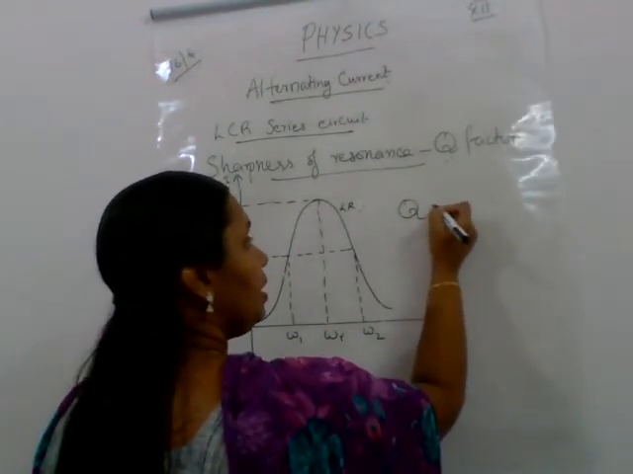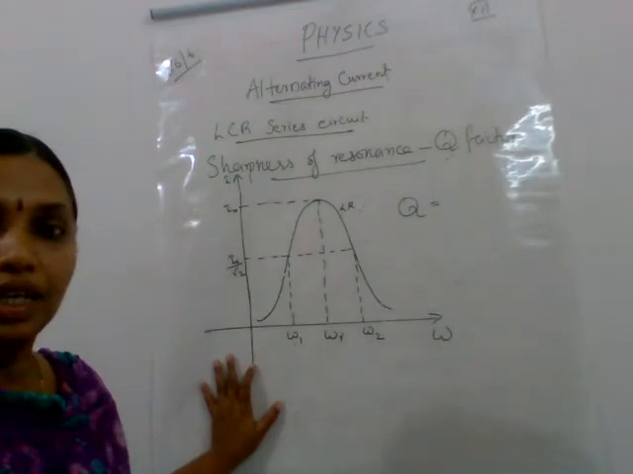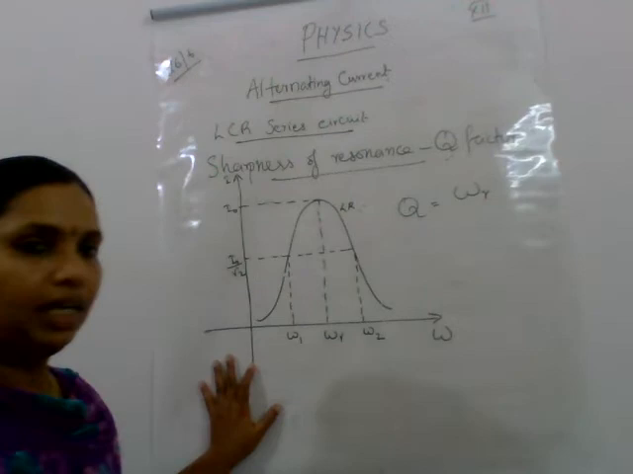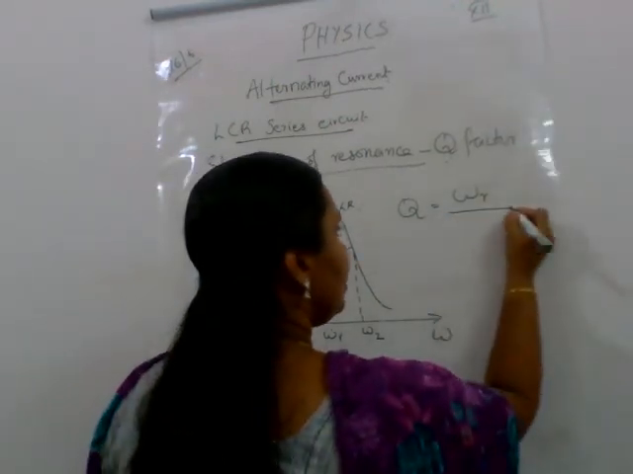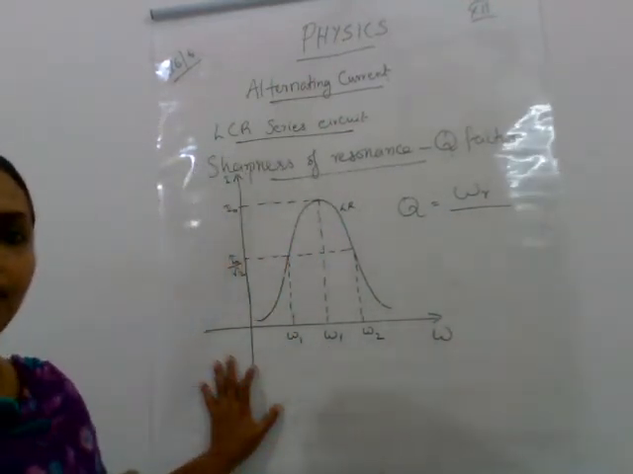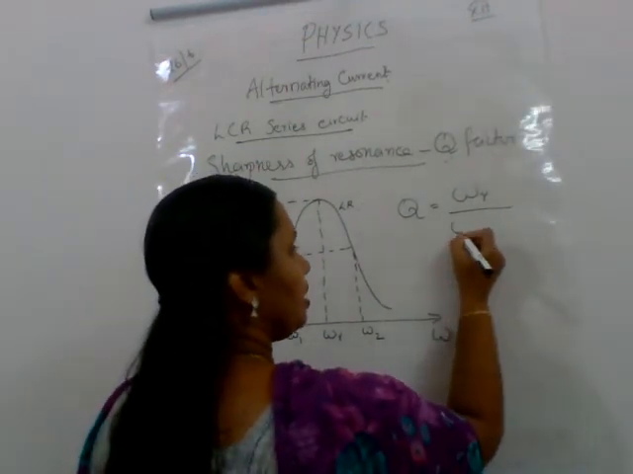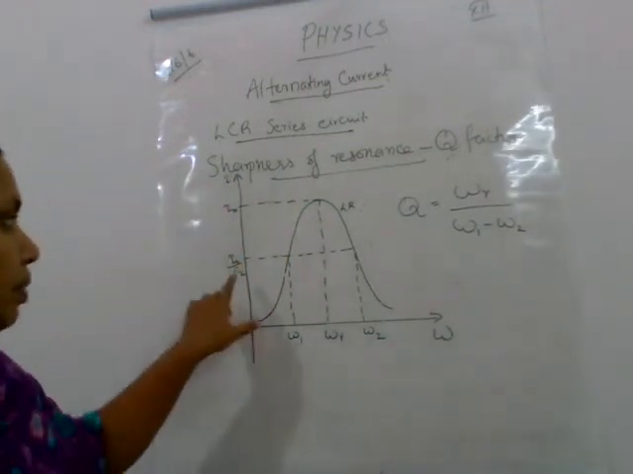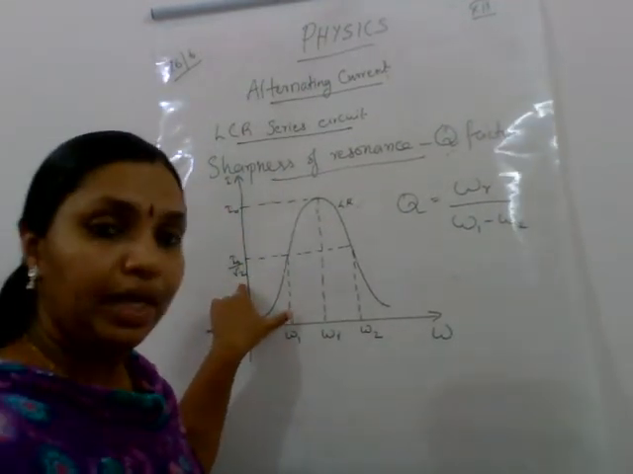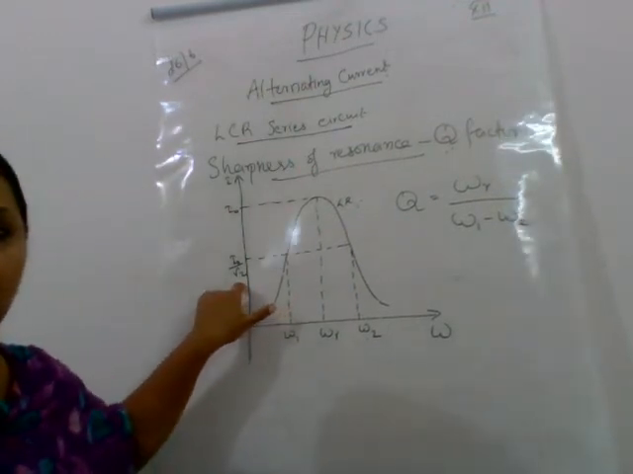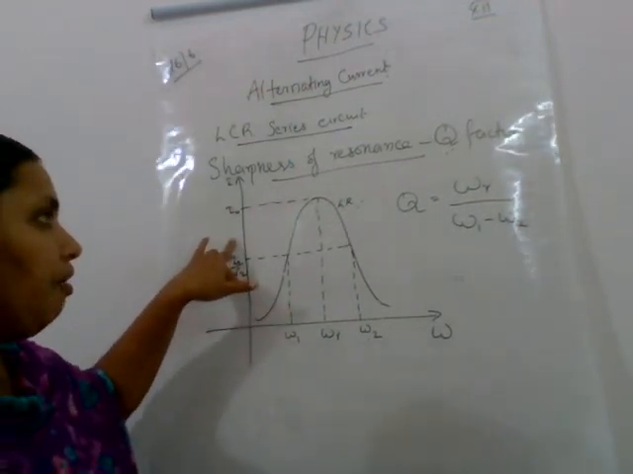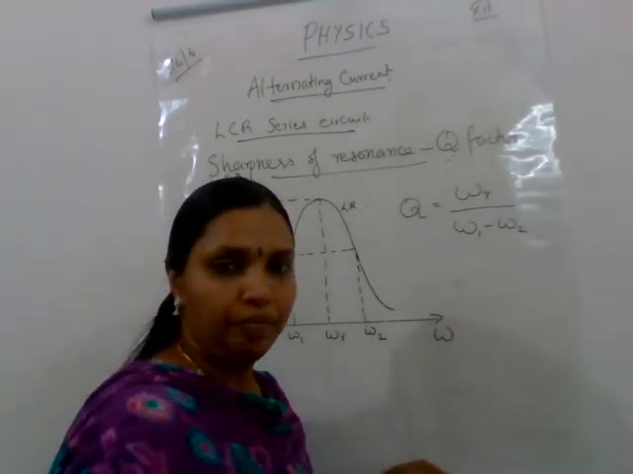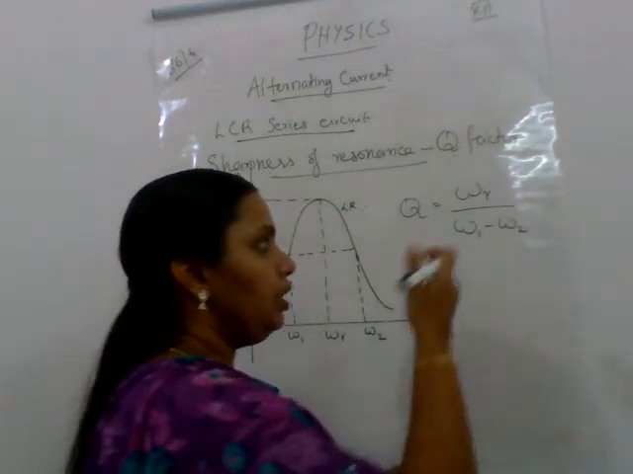So we can define the Q factor. Q factor is the ratio between the resonant frequency omega R and the difference between two frequencies at which the current becomes 1 by root 2 times I0, the RMS value. So that quantity is known as the Q factor. So it has no unit, no dimension.